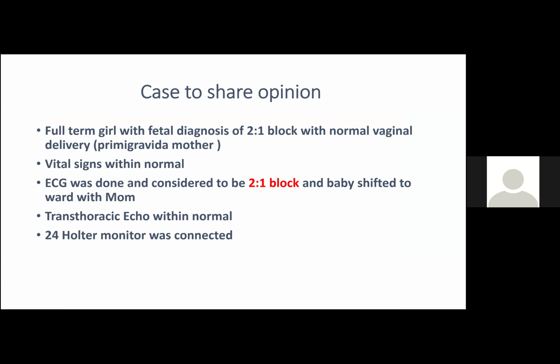This is the third case, a full-term girl with a fetal diagnosis of 2-to-1 block, born by normal vaginal delivery. She is a primigravida mother's baby. Vital signs were within normal limits. ECG was done and considered to be 2-to-1 block, and the baby was shifted to the ward with mom. Transthoracic echo was within normal. A 24-hour Holter was connected to measure the average heart rate for this kid.